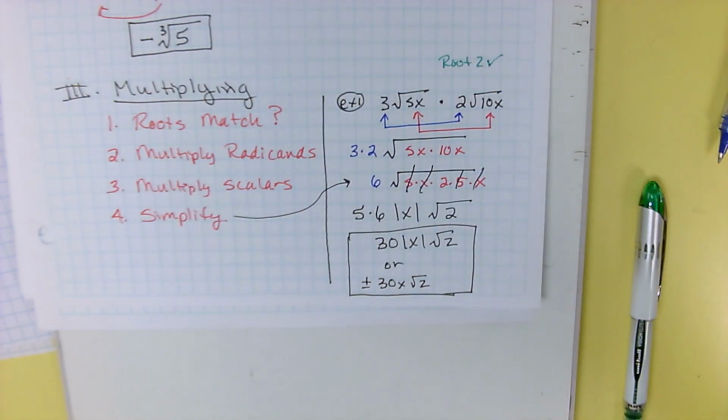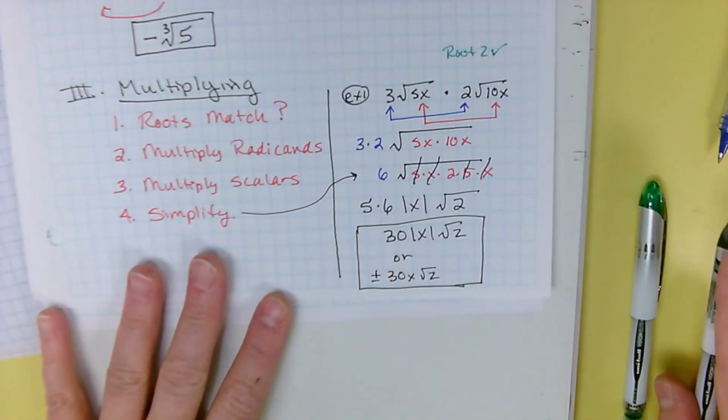So that's how you multiply. Multiply the radicands, multiply the scalars, simplify the new radicand. Any questions about multiplying?